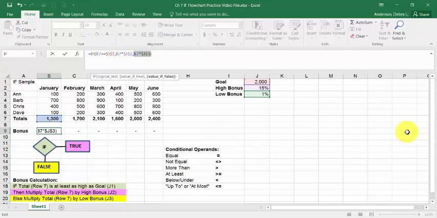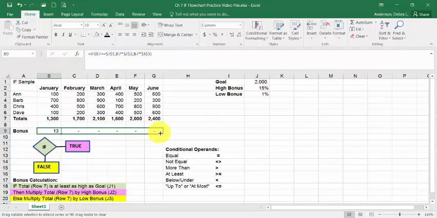Actually, I'll show you later a time where you don't have to have all three, but generally speaking, you need a question and a true and a false. And then I click OK. I copy this new and improved formula across. So is 1300 at least 2000? No. So it gets 1300 times 1%. Is 1700 at least 2000? No. So it gets 1700 times 1%.